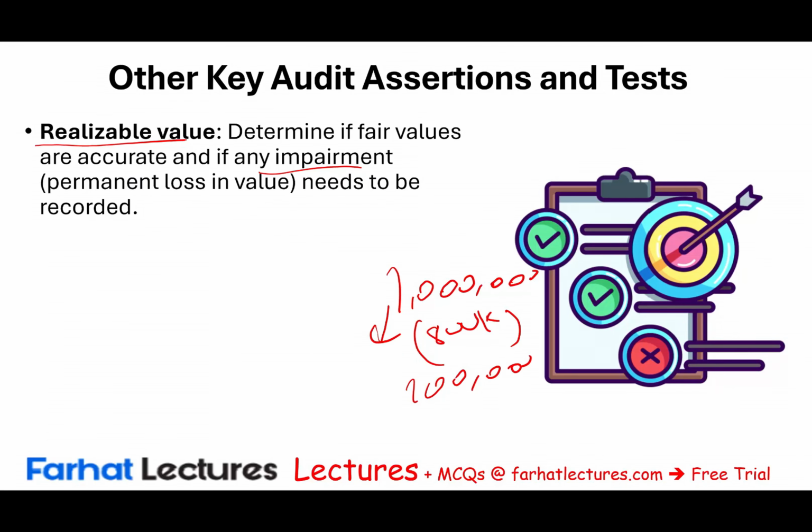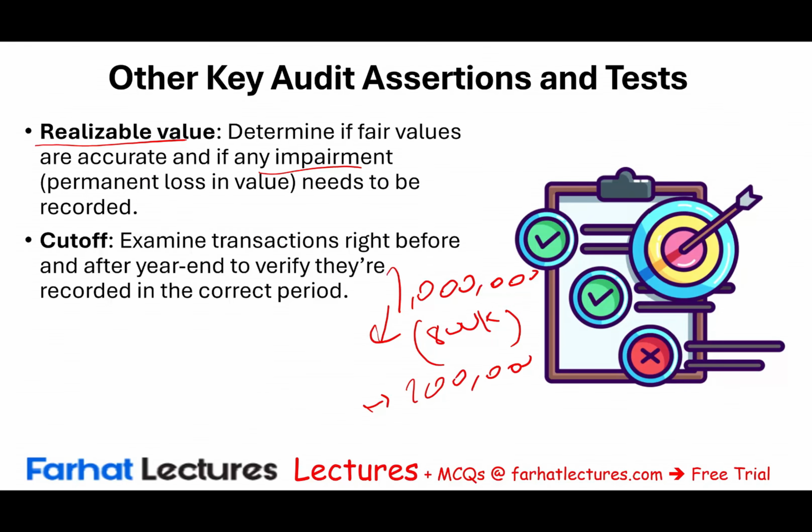So the realizable value becomes $200,000. Even if you wait for maturity, you're not getting the million, you're getting the $200,000. It's a permanent loss in value. You would need to record this. Cutoff is important as well. At what point, in which period you record your investment.